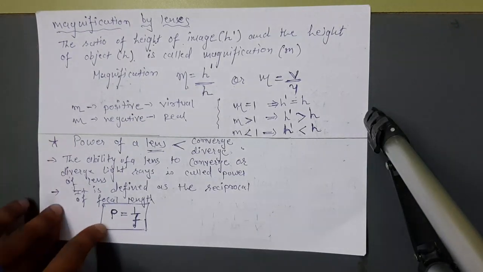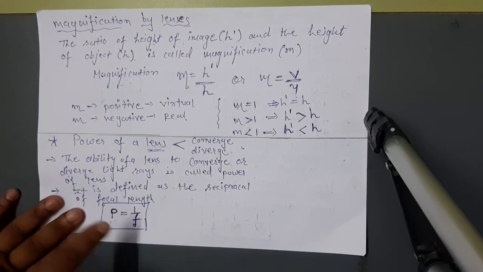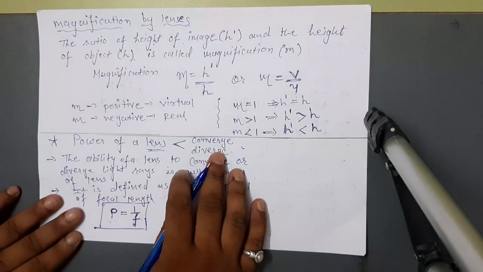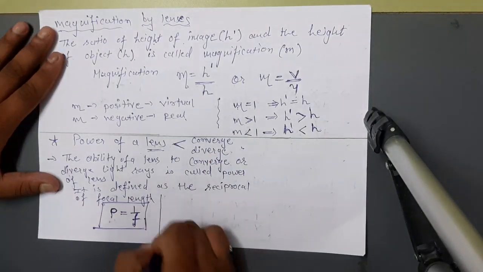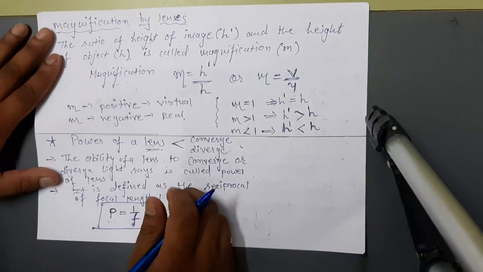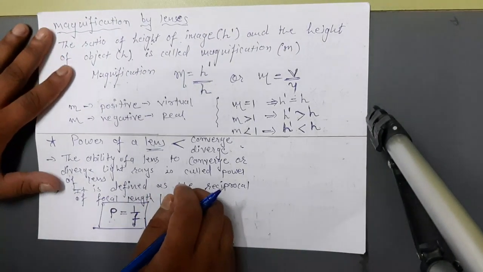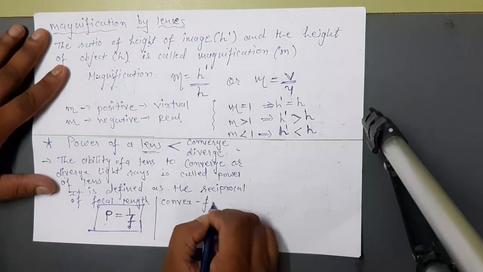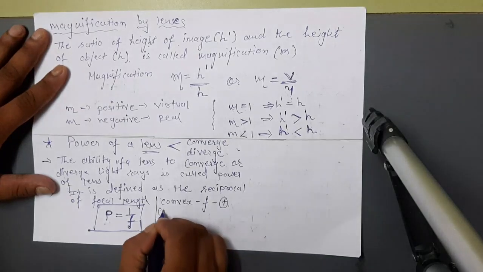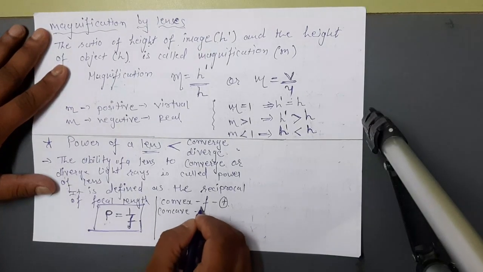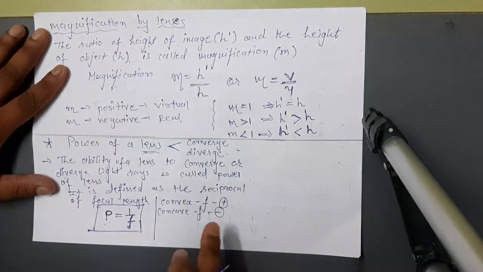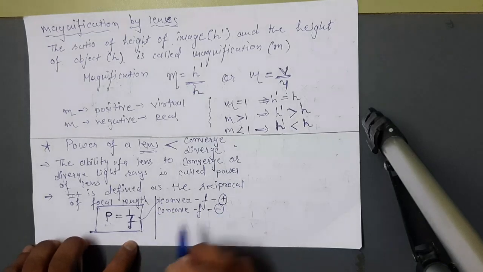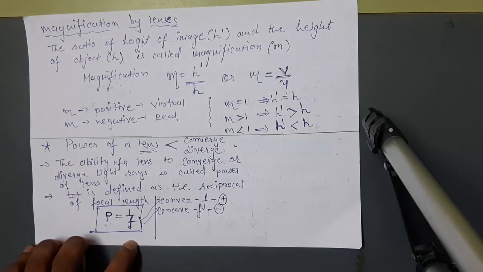Now whatever the power will be, it can be positive also or it can be negative also. It depends on focal length. As we know, for convex our focal length is positive and for concave our focal length is negative. So similarly for convex our power will be positive and for concave our power will be negative.